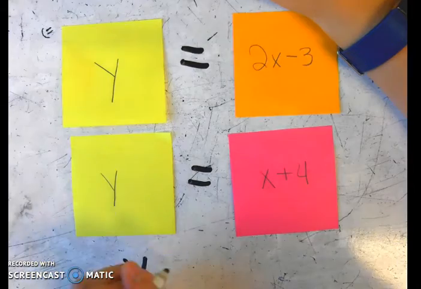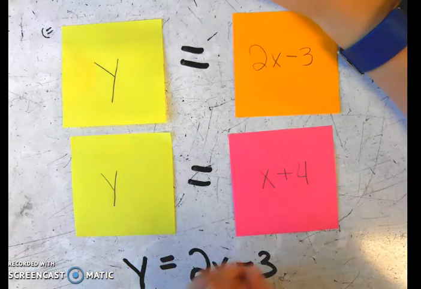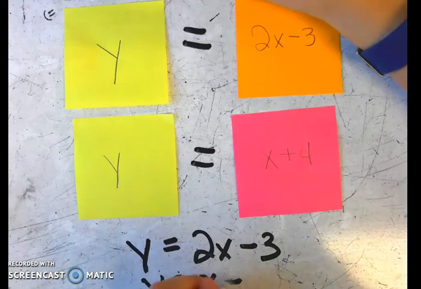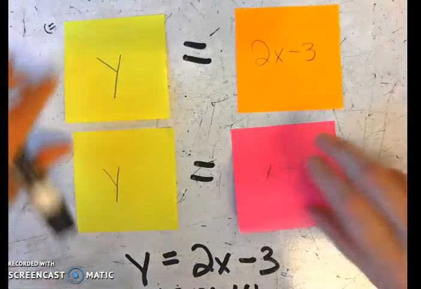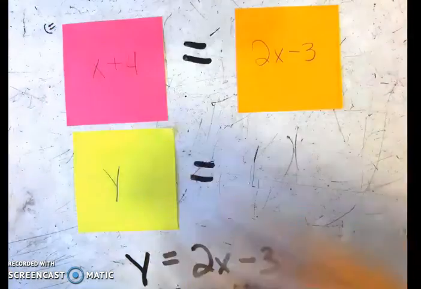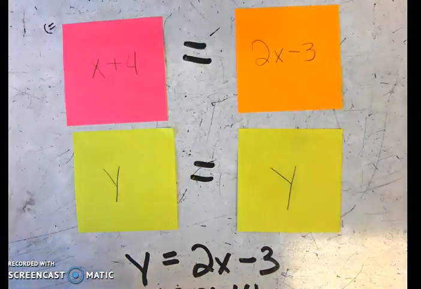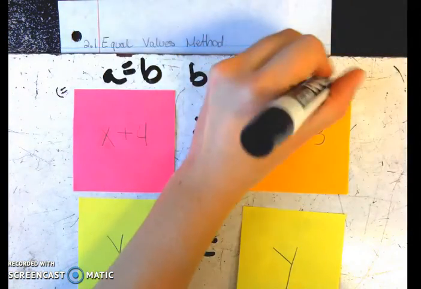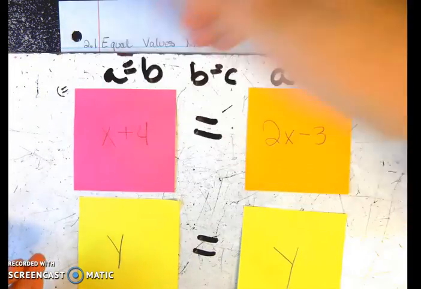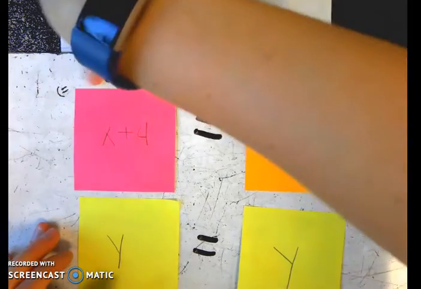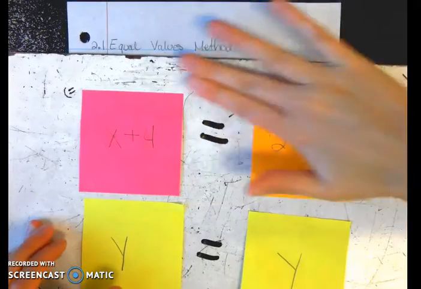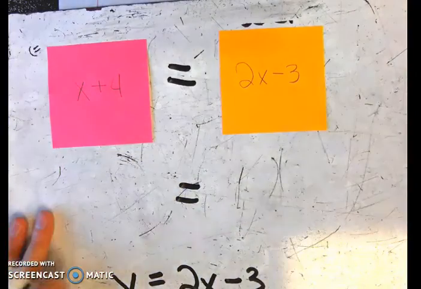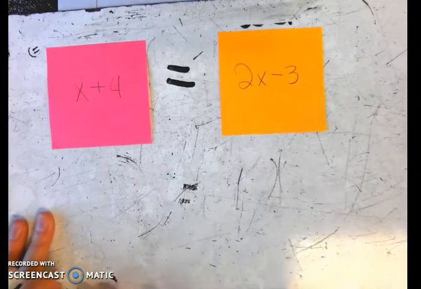So then here's the next question. If y equals 2x minus 3 and y equals x plus 4, doesn't that mean that x plus 4 also equals 2x minus 3? That's like saying, you know, if a equals b and b equals c, doesn't a equal c, right? These are equal, so these have to be equal too. So that's kind of the idea behind the equal values method. So if I know that x plus 4 equals 2x minus 3, well, hold on.